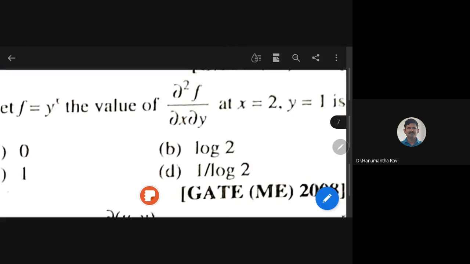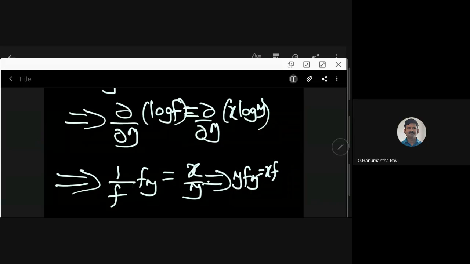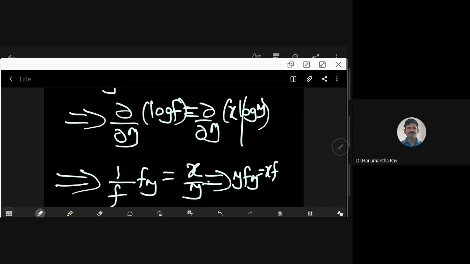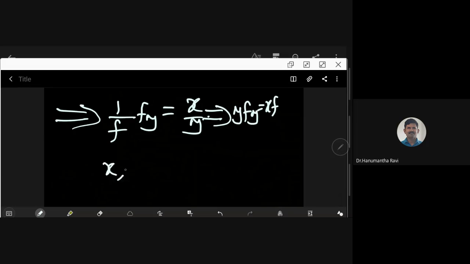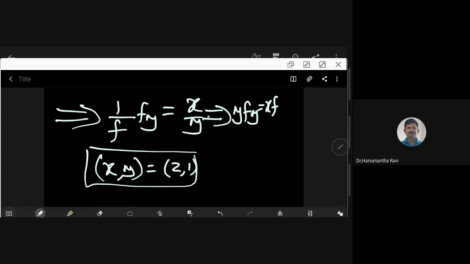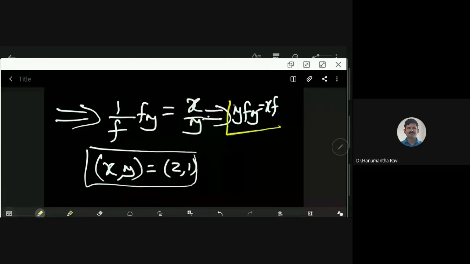Right. At x is equal to 2, y is equal to 1, we have to calculate. At this point we need to calculate. So, two observations we have. What are the observations we have? This is one important observation.